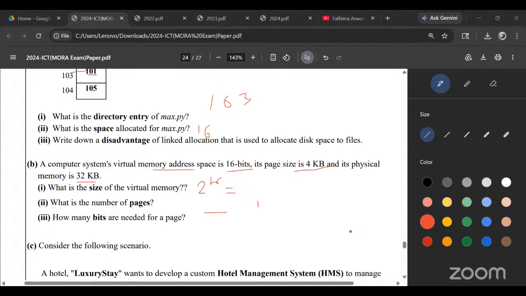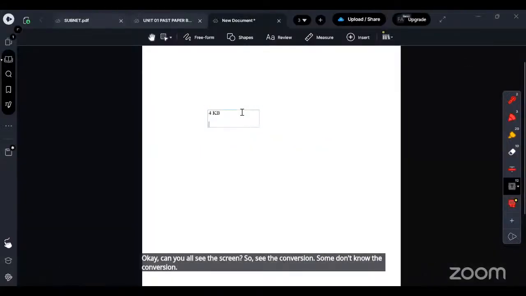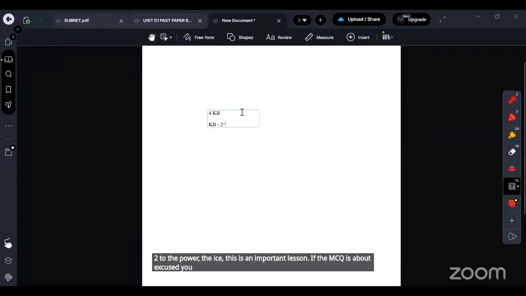Okay, can you all see the screen? See the conversion. Some don't know the conversion. So 1 KB in the powers of 2, how do you write it? 2 to the power... guys, reply. This is an important lesson. If it were MCQs, I would have excused you, but for this, reply.